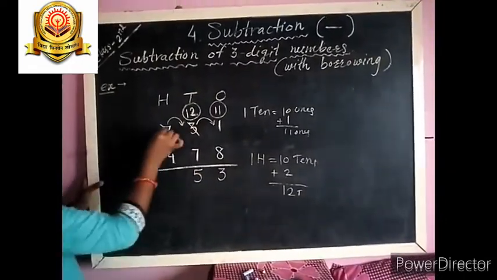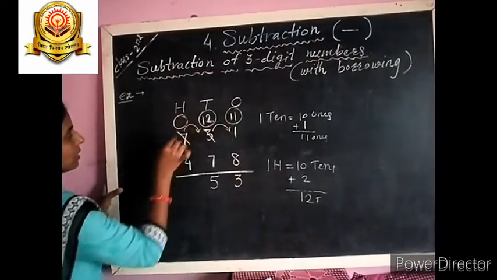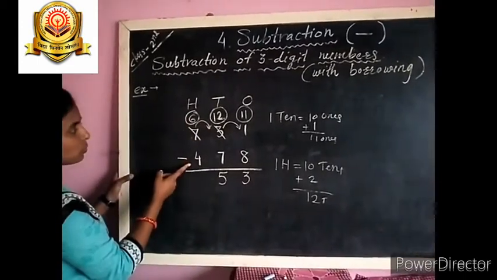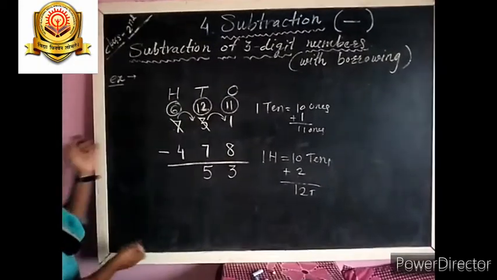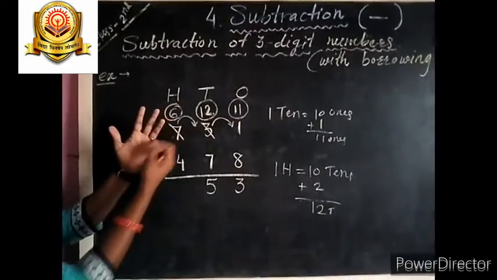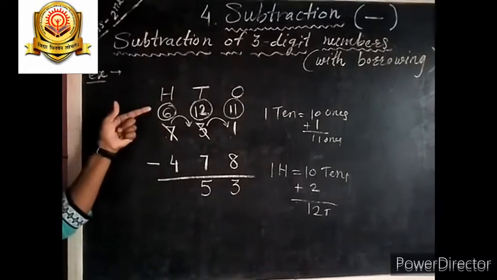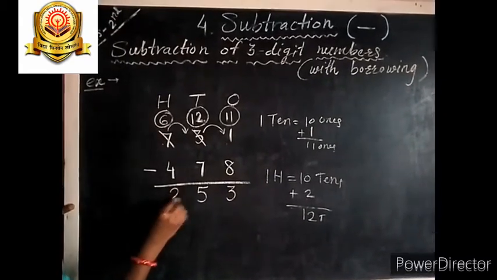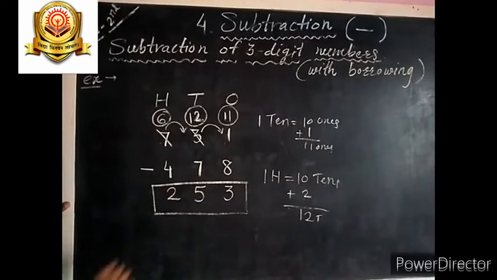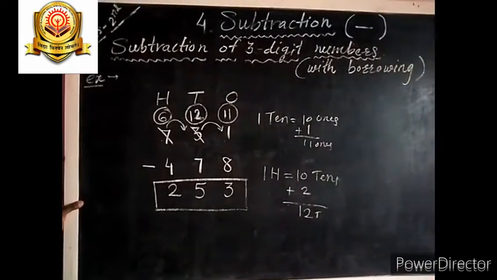Now students, we take one borrow from the hundreds place. So in the hundreds place, 6 remains. Then 6 minus 4. Take 6 fingers and remove these 4 fingers: 1, 2, 3, 4. How many fingers remaining? 2 fingers. So 6 minus 4 is 2. So finally we got the answer 253. For your perfection, do more and more practice.